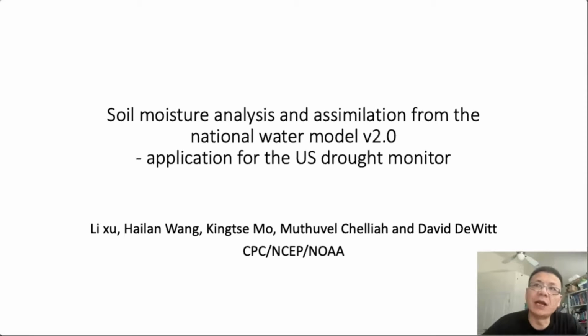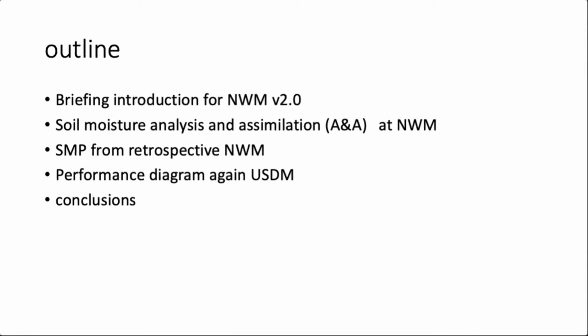The goal of this project is to evaluate soil moisture anomalies calculated from the National Water Model retrospective simulation in the analysis and simulation cycle to develop a prototype drought monitoring product based on this anomaly. The product will be shared with the drought monitoring authors and the drought outlook forecasters. Brief outline: first, we will briefly introduce the National Water Model 2.0, and second, the soil moisture analysis and simulation cycle at the National Water Model, and also soil moisture percentile calculation based on the retrospective simulation from National Water Model. Then we evaluate the performance diagram against the USDM, or US Drought Monitor, from the recent 20 years. The last one is the conclusion.